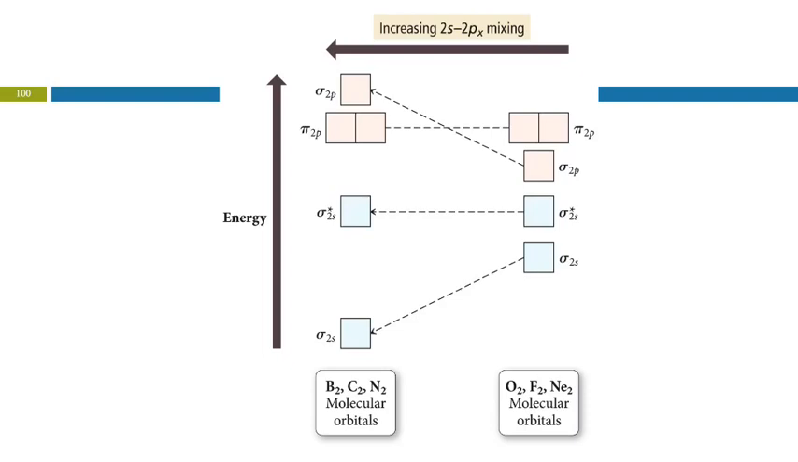So here's showing how the order switches. This is regular, where the sigma is lower and then the pi. And in boron, carbon, and nitrogen, these two switch places. The pi orbitals are the same in energy, but now the sigma is higher than it would be with the oxygen, fluorine, neon, everybody else. And it's because of increased mixing between the s and the p orbitals.